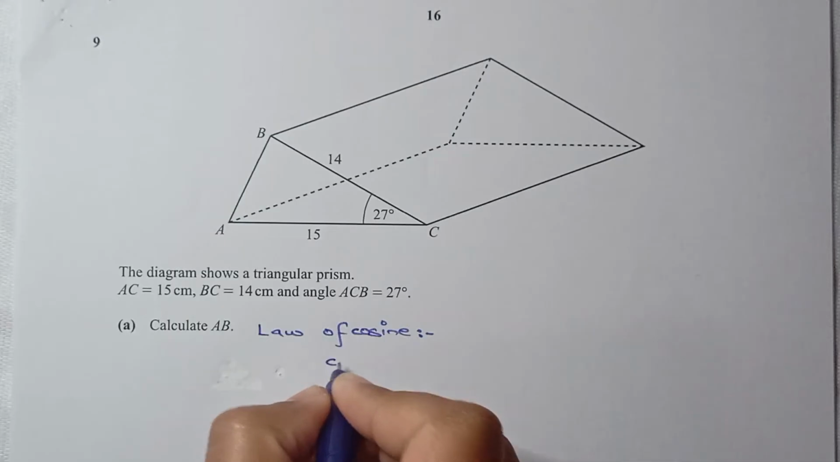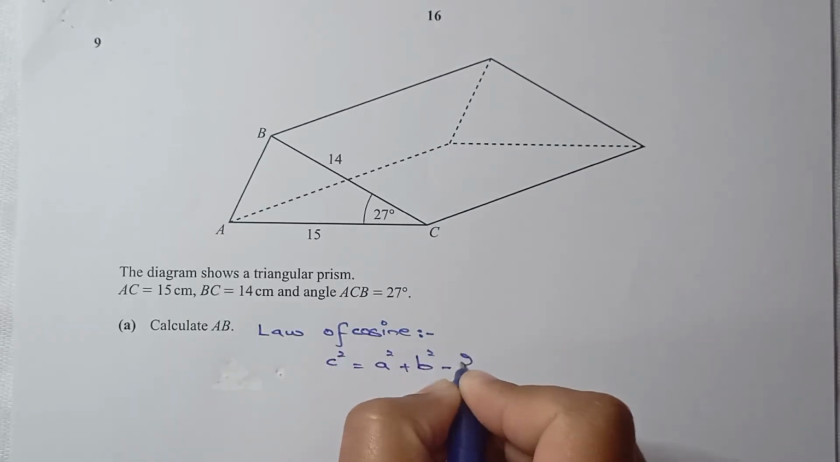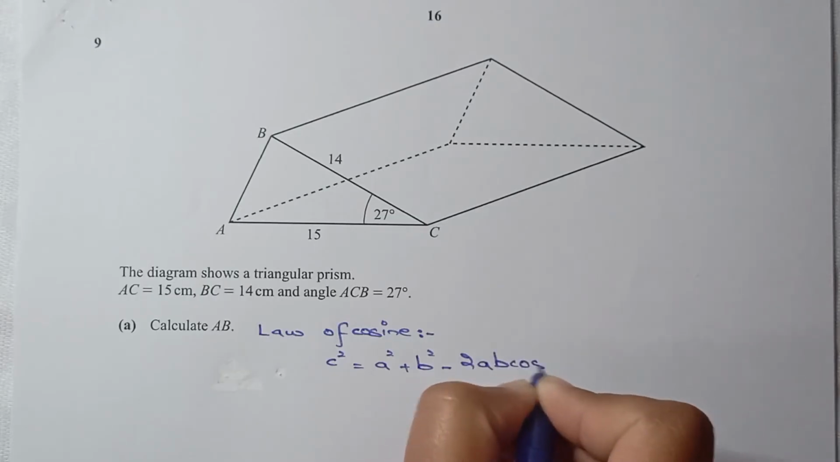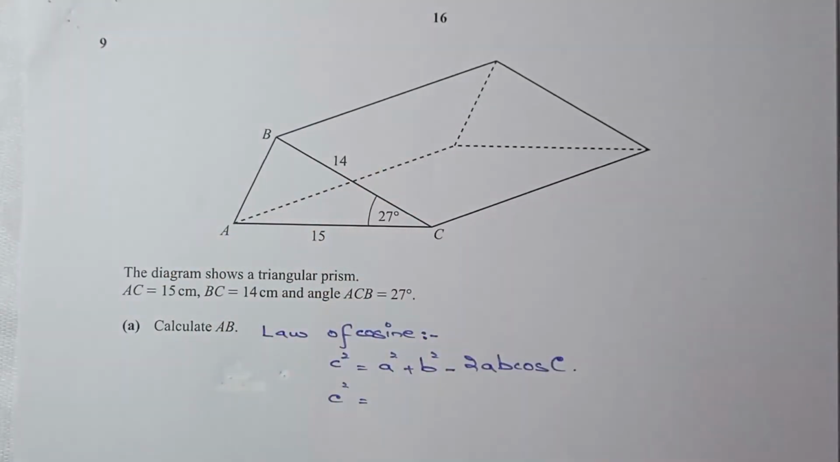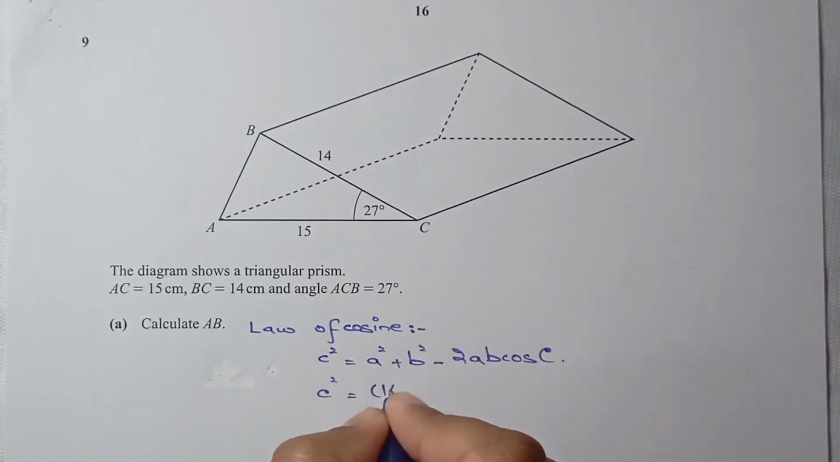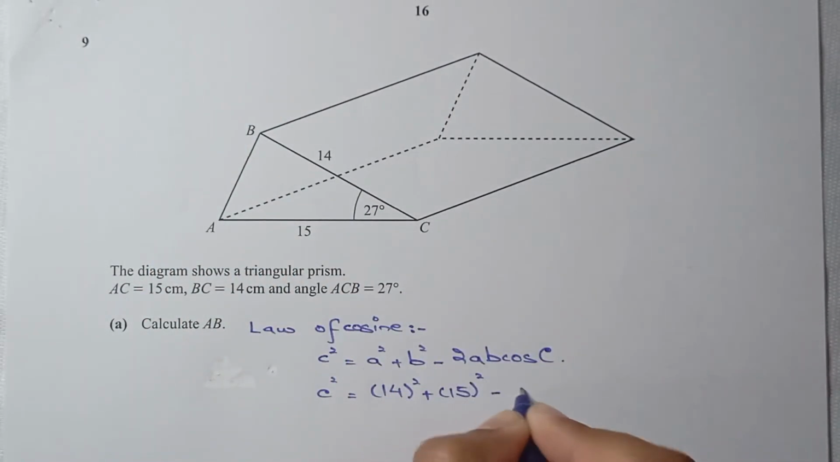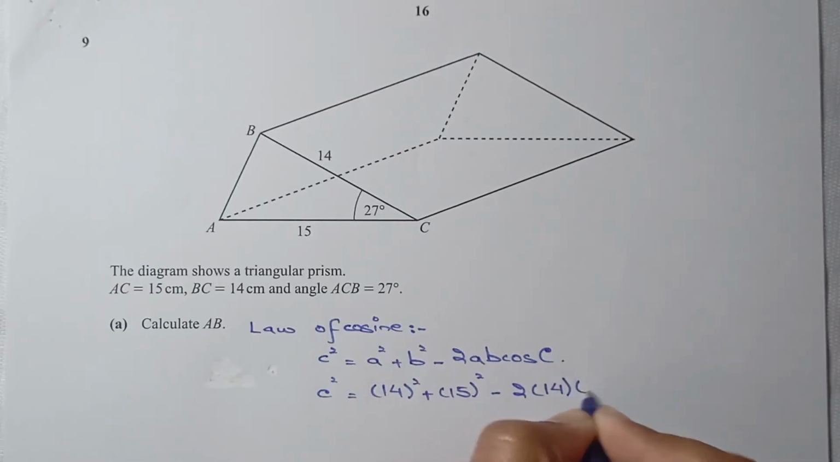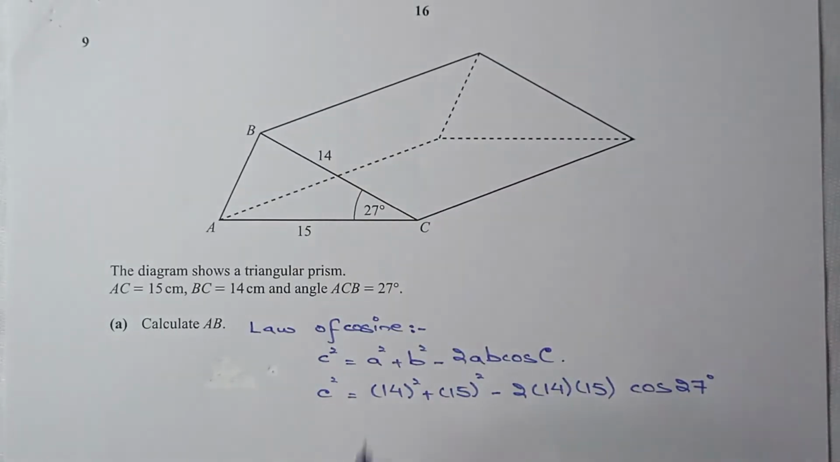We can say that C square would be equals to A square plus B square minus 2AB cos of angle C. So C square would be equals to, A is 14, so 14 square plus B is 15, 15 square minus 2AB cos of 27 degrees. Okay, to find the C we need to do the square root, right?